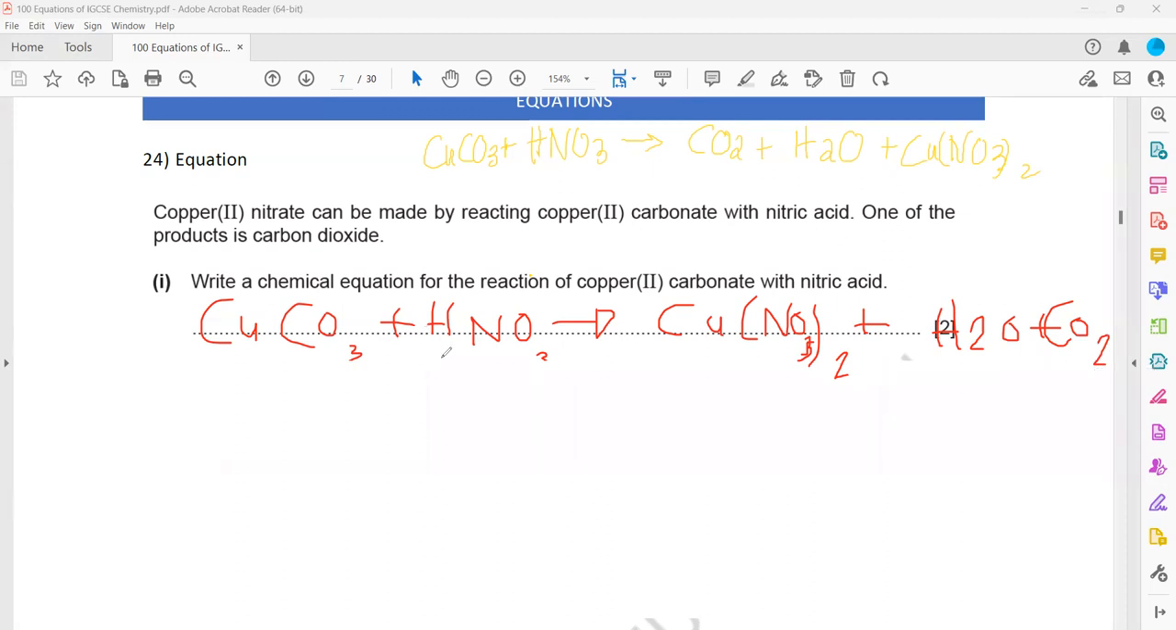So copper carbonate reacts with nitric acid, gives copper nitrate plus water plus carbon dioxide. But this equation is not balanced. You will score 1 mark. Then second part is balancing the equation. So as you can see, oxygen, 3 multiplied by 2, 6, 7, 8, 9. So we need 9, 3 are there. So we put 2 here so that all will be balanced. So copper carbonate reacts with nitric acid, gives copper nitrate plus carbon dioxide plus water.